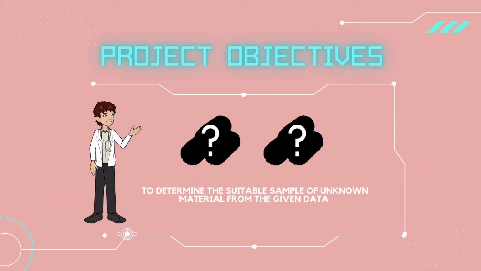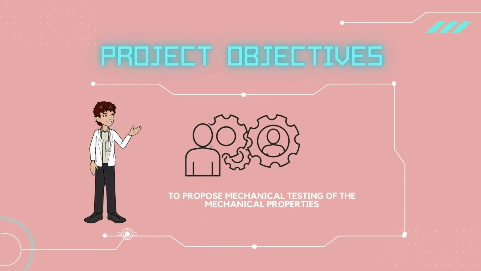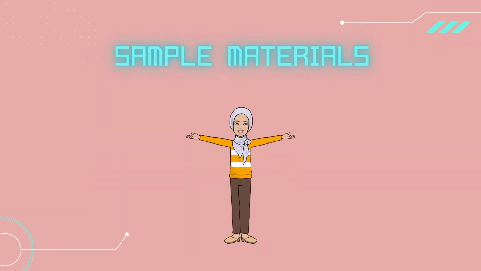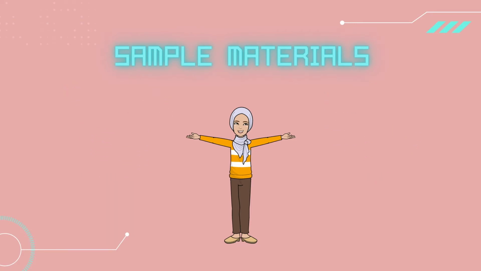The first objective is to determine the suitable sample of unknown material from the given data. The second objective is to propose mechanical testing of the mechanical properties. The sample materials that we found to fit the criteria given are ductile cast iron and silicon.